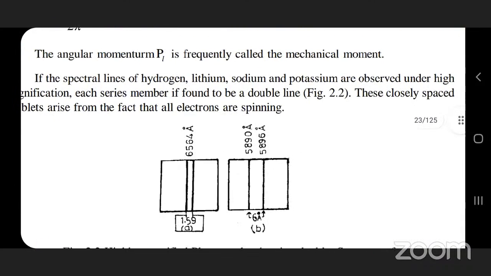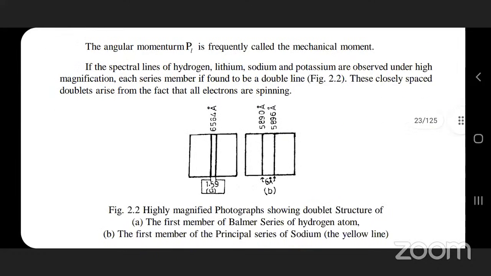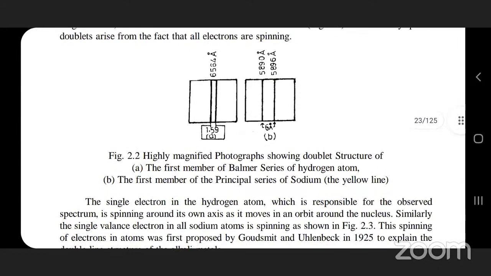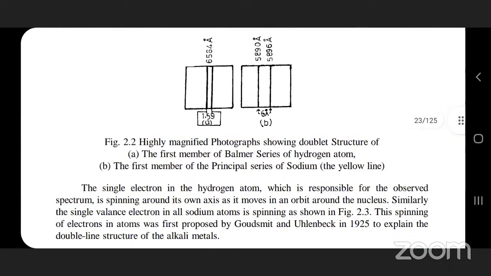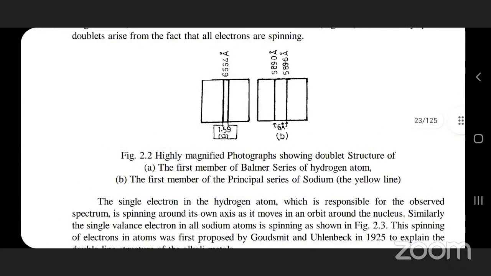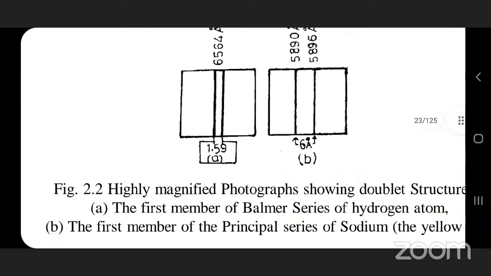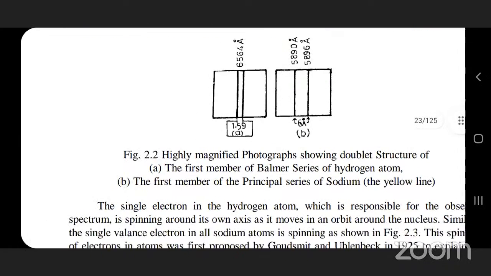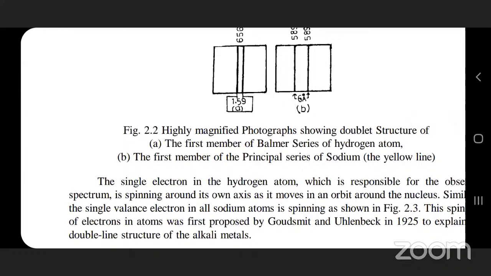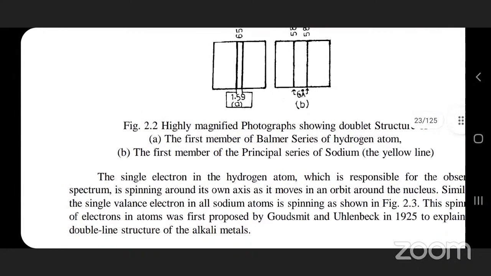So this is the spectral lines for the Balmer series of the hydrogen atom, H alpha. In the Balmer series only you can see these.